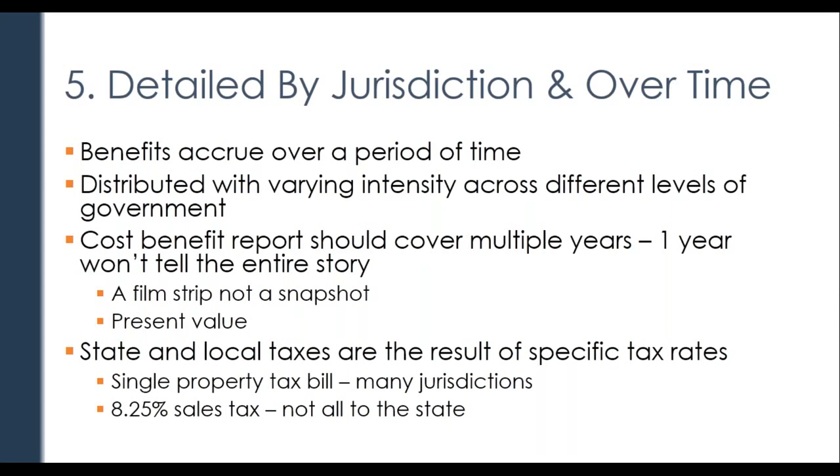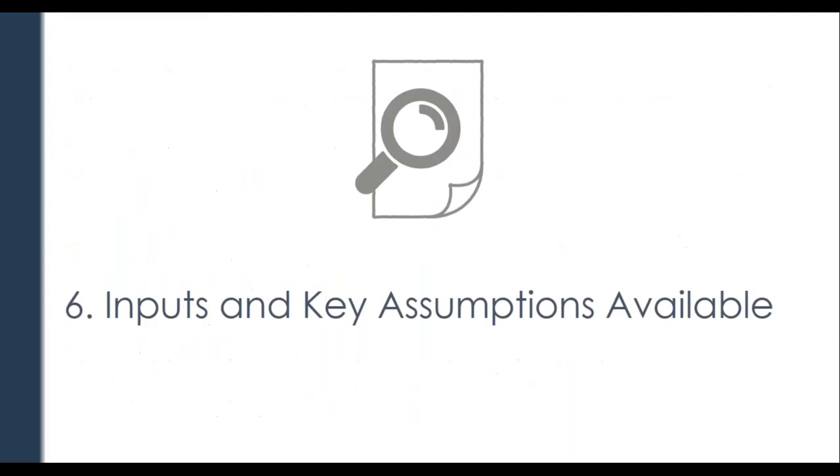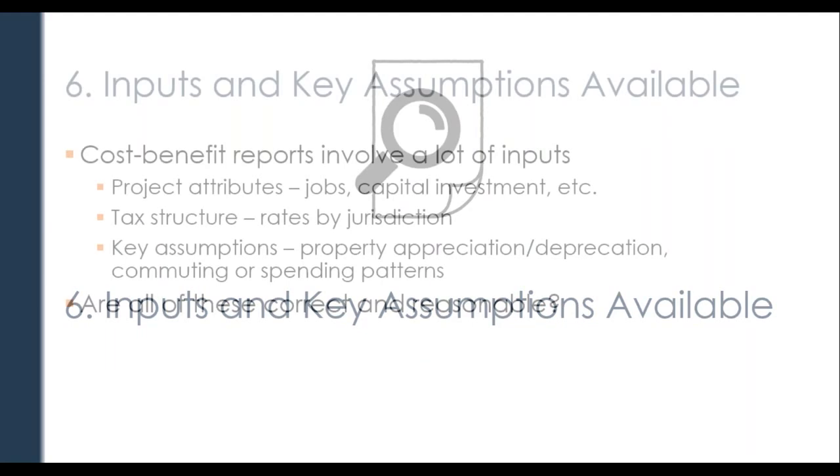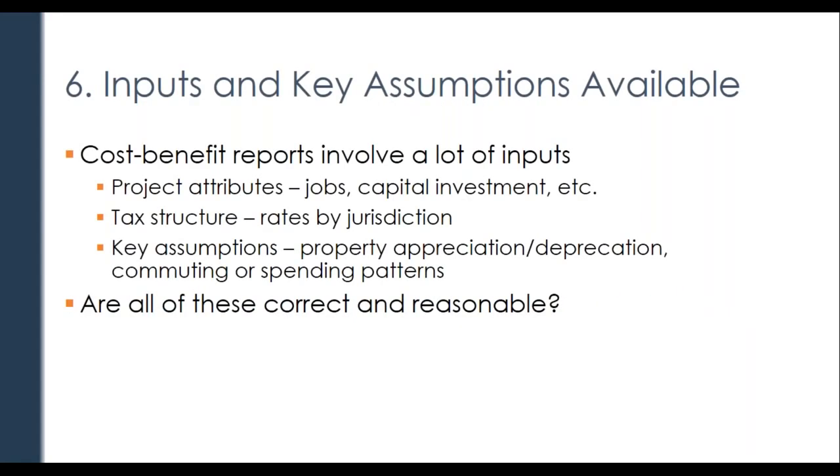So next on my list here, number 6 is really just, are the inputs and other key assumptions available, and can you see what those things are? As we've been talking here, you can already hear all of the different assumptions that are going into one of these reports. There are a number of different inputs and key assumptions. So as I think about this, I break it up in 3 different ways.